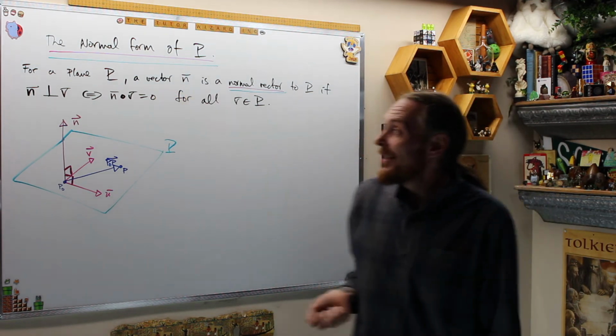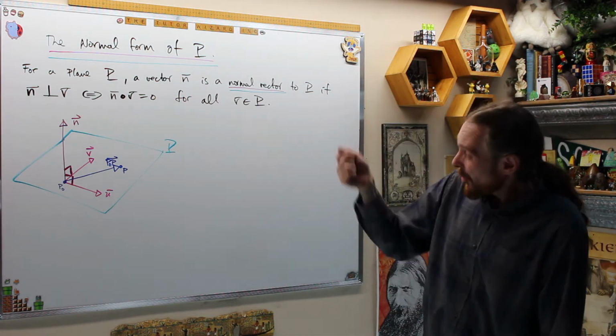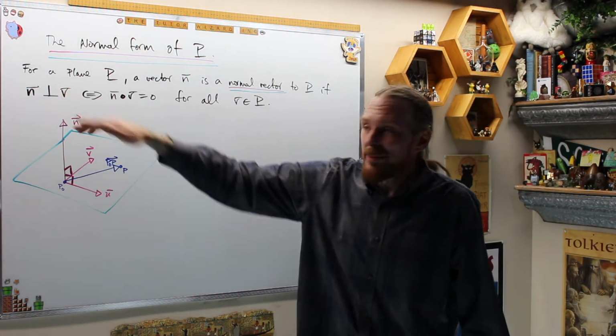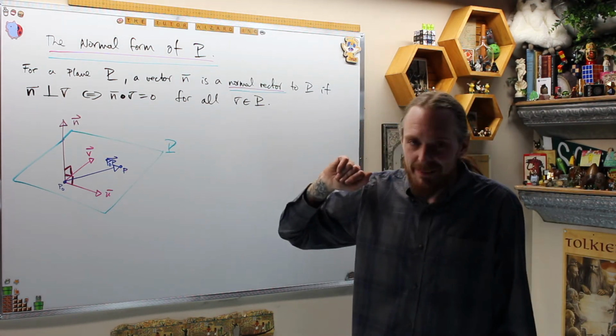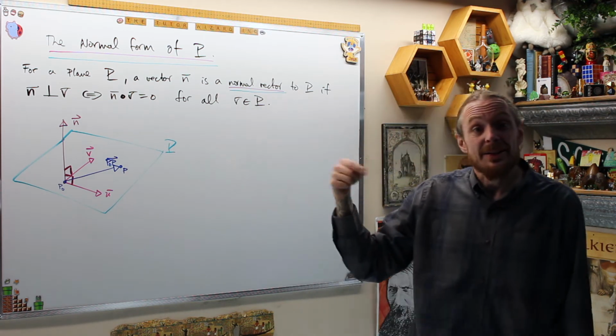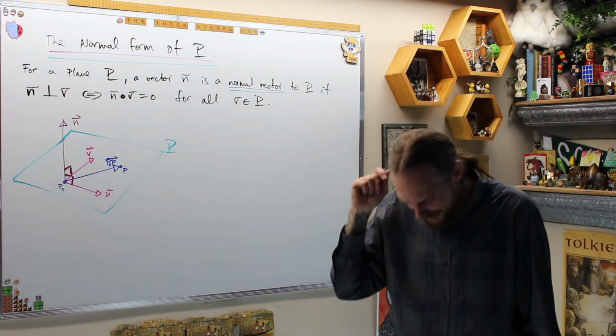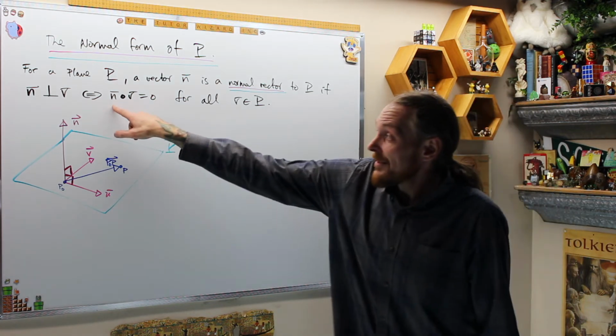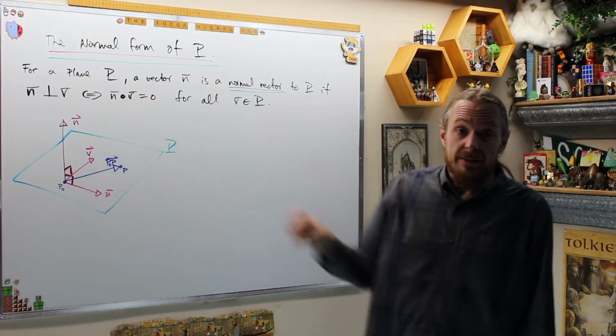For a plane P, a vector n is called a normal vector to that plane P if n is perpendicular to the plane. In particular, what that means is n is perpendicular to every vector in that plane, and that should hit a nerve immediately, hopefully, because that's where we're going to get the equation from, because that says that n dot product v will be 0.